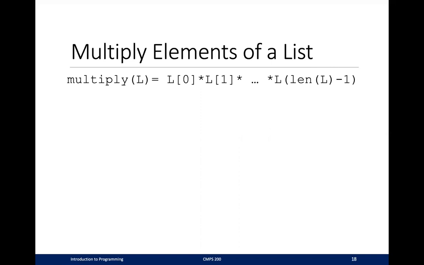Do you see anything recursive here? Can I write this in terms of multiply of L being equal to something times multiply of a smaller version of L? I'm going to use M to represent multiply of L, and I'm going to write it recursively. So I want to focus on the recursive step. It's something times calling myself again, so multiply of some other input. Okay.